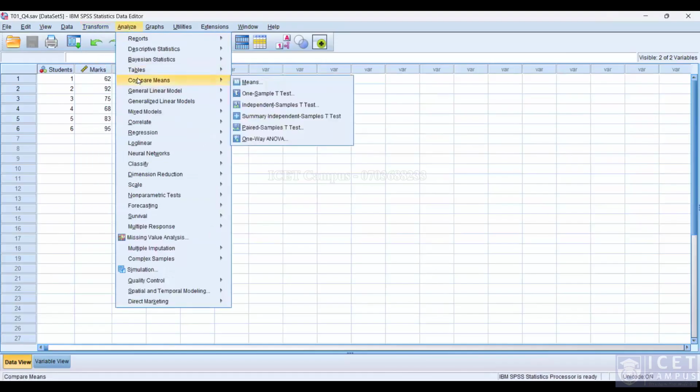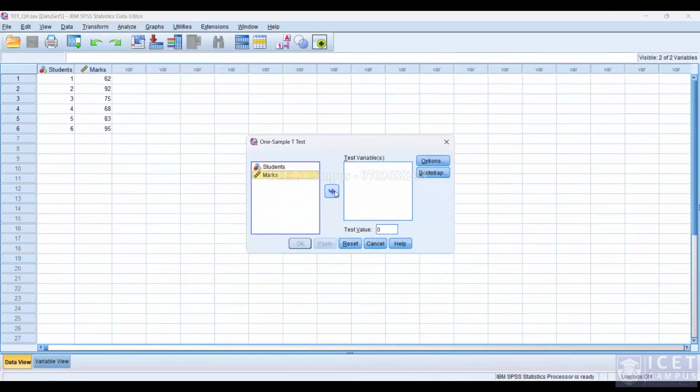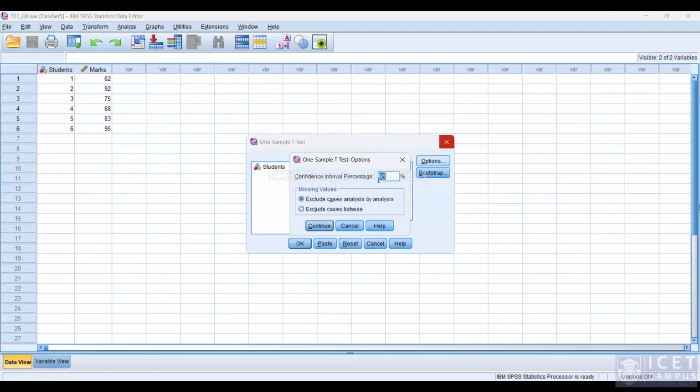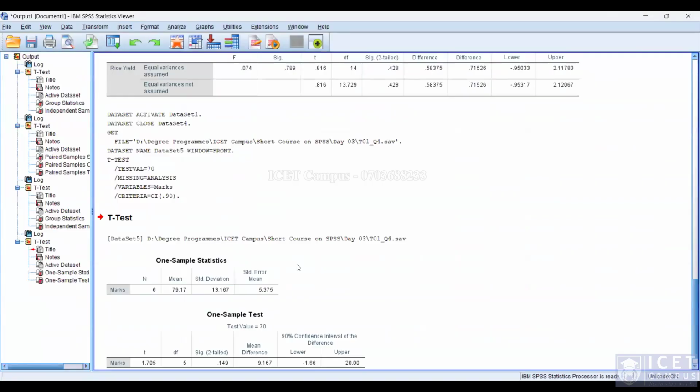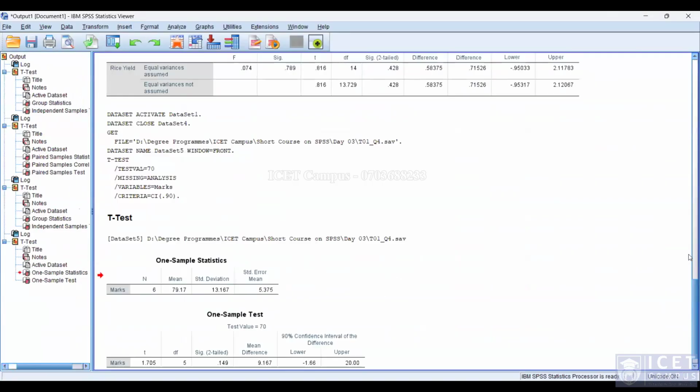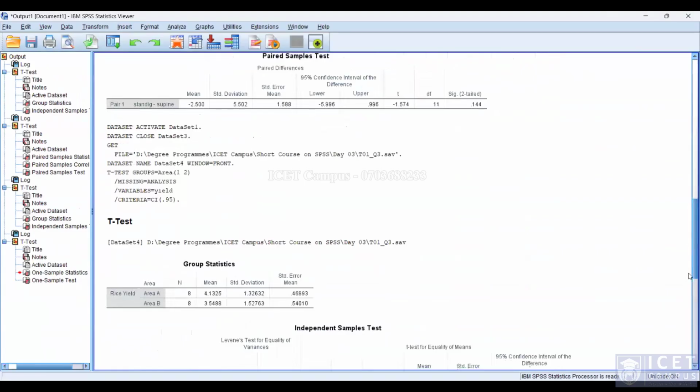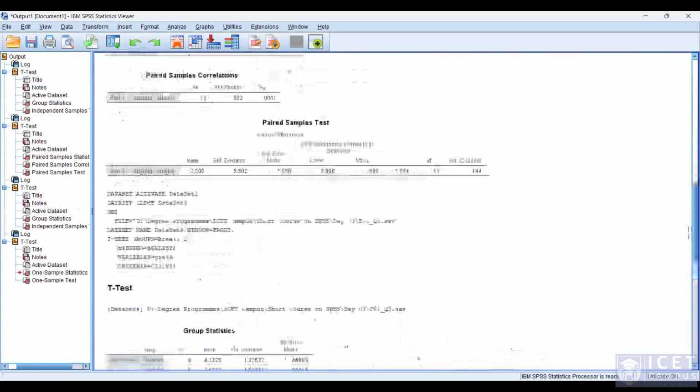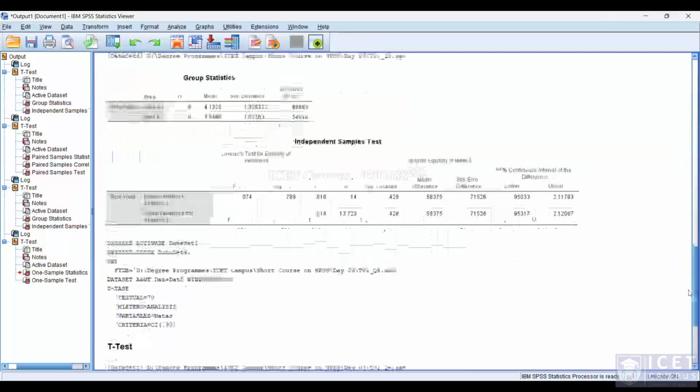When we are considering a constant value, we have to go for a one sample t-test. Therefore, at Analyze, Compare Means, One-Sample T Test. The test variable is marks. The test value is 70. Then there is a special thing here. In previous questions, we didn't change the confidence interval. But here we have to change it, because the default confidence interval is 95%, and here it is mentioned that it is a 90% confidence interval, so we need to set this. Right. Again, you can see the output. Then here the group statistics is there.